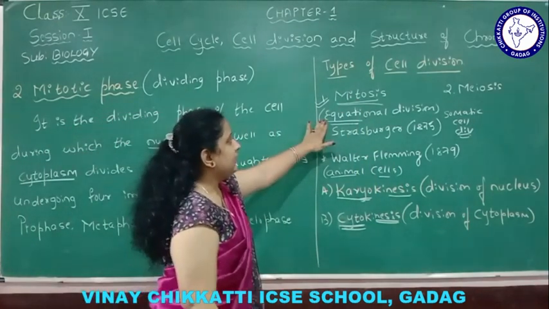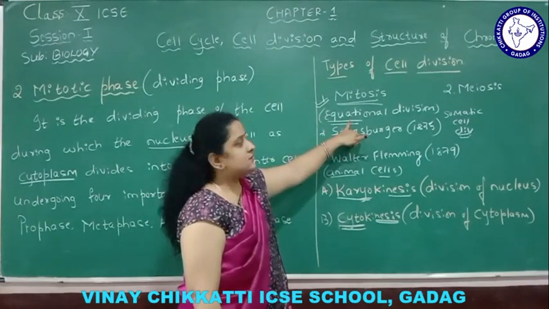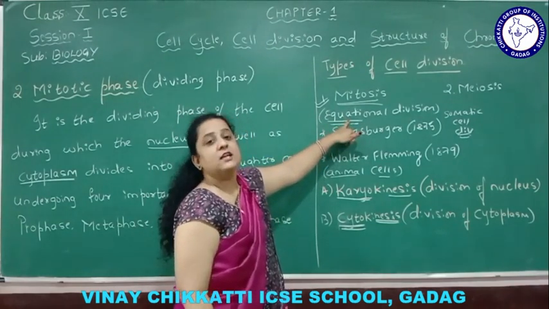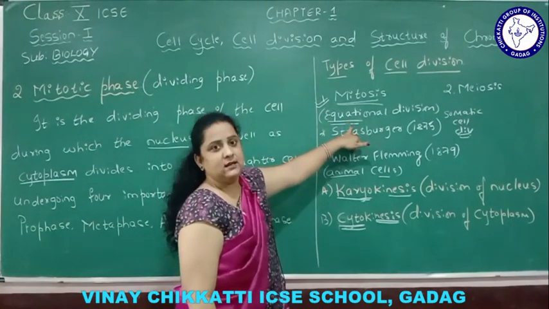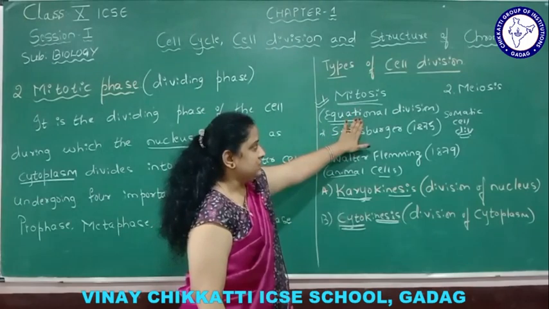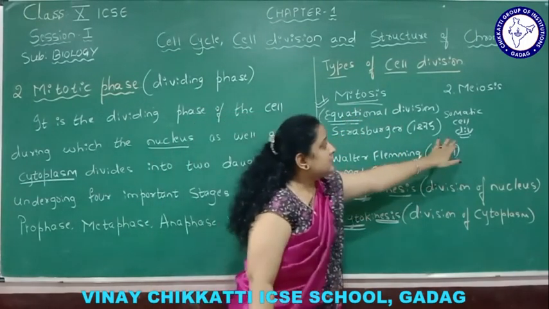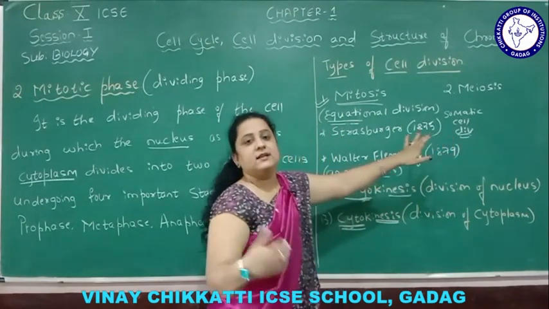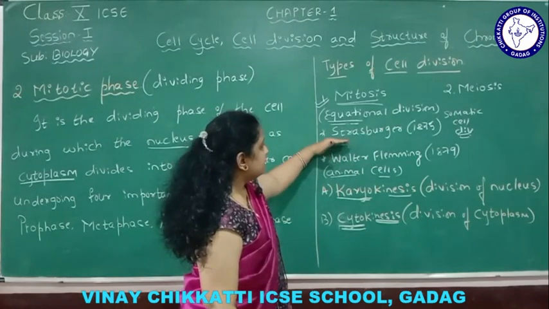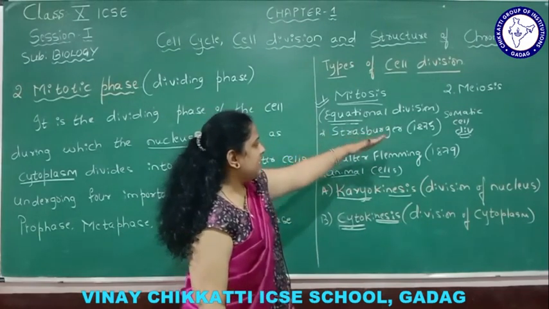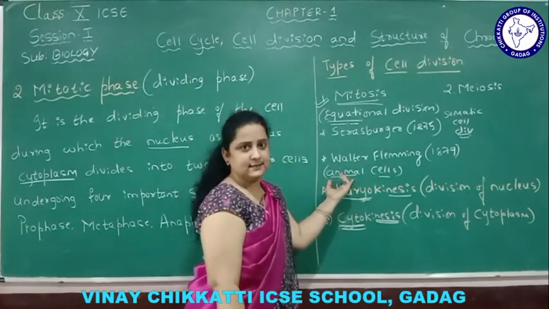Once again, mitosis is also termed as equational division because the number of chromosomes are equally distributed to the daughter cells as in the parent cell. So it is called equational division. And why is it called somatic cell division? Because it occurs in somatic cells. In somatic cells, growth takes place. Next, it was coined by Strasburger in plant cells and discovered by Walter Fleming in animal cells.